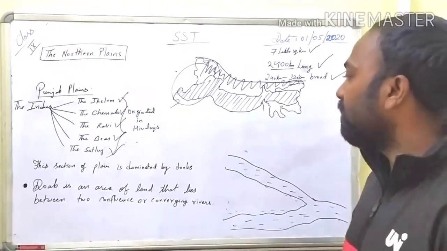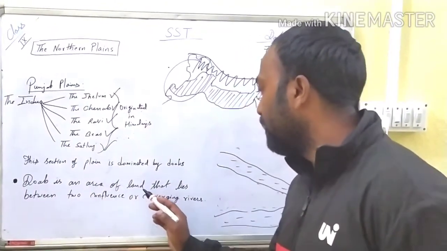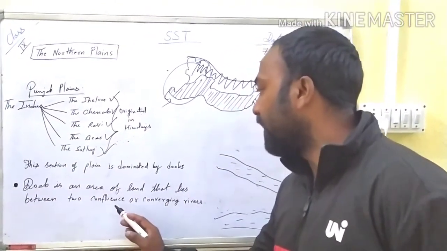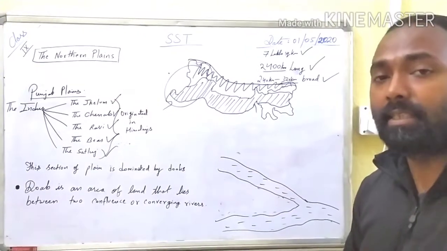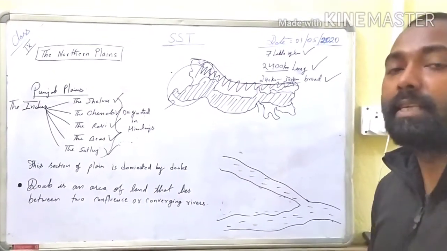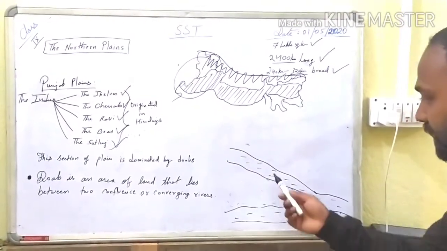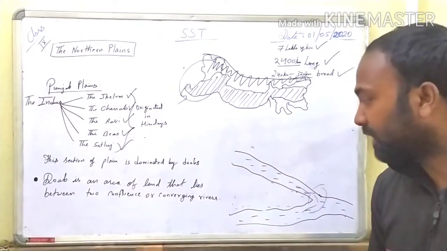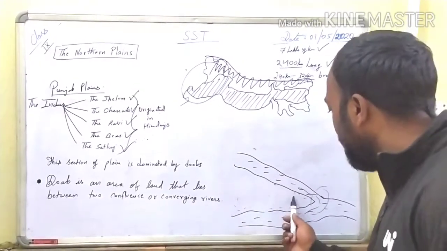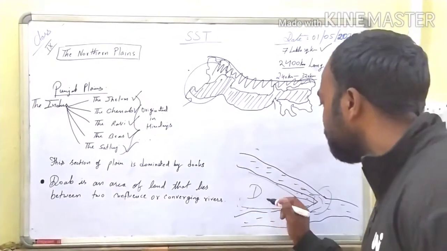Now this section of plain is dominated by doabs. Now what are doabs? A doab is an area of land that lies between the confluence or convergence of two rivers. Now what is confluence or convergence? When two different rivers meet each other, or converge towards each other, it is called a confluence. This is one river, this is another river, and when these two rivers meet here, this portion is called the confluence. The area which lies between these two converging or confluencing rivers is called the doab.